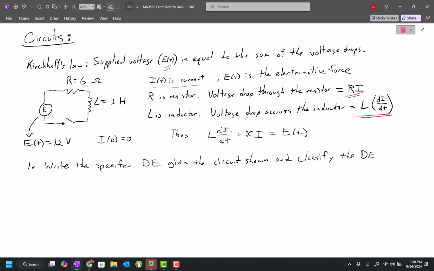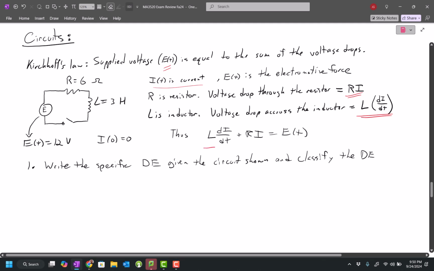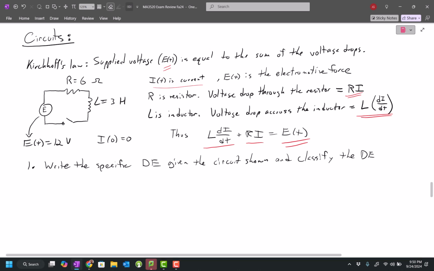Now the idea here is that we know the sum of the voltage drops, the voltage drop from the inductor and the voltage drop from the resistor, should be equal to the supplied voltage to the system. That sets up our differential equation. And this differential equation will be supplied if you need it in the exam.